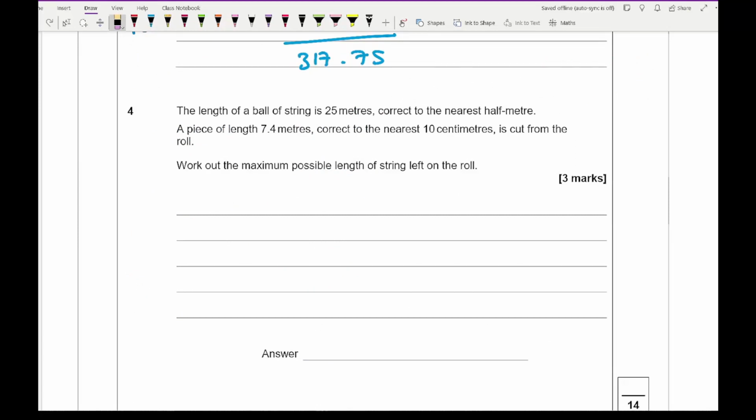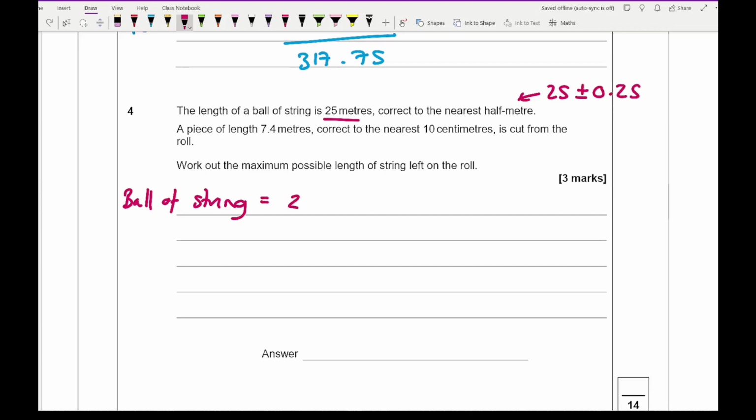Then moving on to question 4, it says the length of a ball of string is 25 meters, correct to the nearest half meter. A piece of length 7.4 meters, correct to the nearest 10 centimeters, is cut from the roll. Work out the maximum possible length of the string left on the roll. So looking at this, if we look at the ball of string, we've got 25 to the nearest half meter. Now half of half a meter is 0.25, so it's going to be 25 plus or minus 0.25.